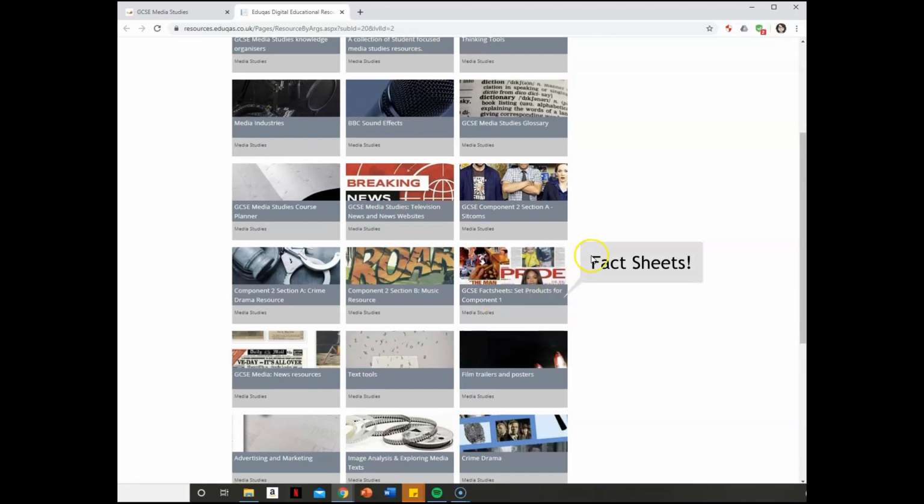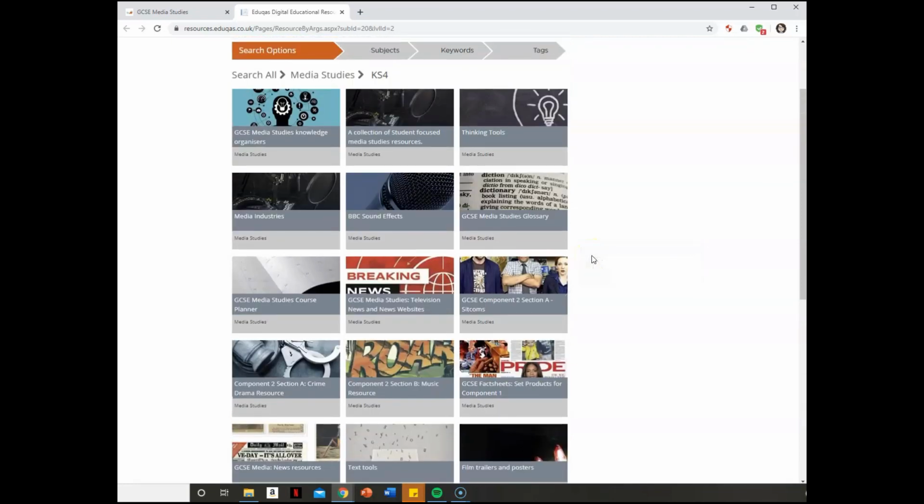Again, it's worthwhile remembering that a lot of these resources are written with teachers in mind. So the course planner, for example, helps teachers to know how to plan your GCSE in terms of what they study and when. The fact sheets, as I said, are fantastic. They are so useful, but again, bear in mind that they are written for teachers, not for students.